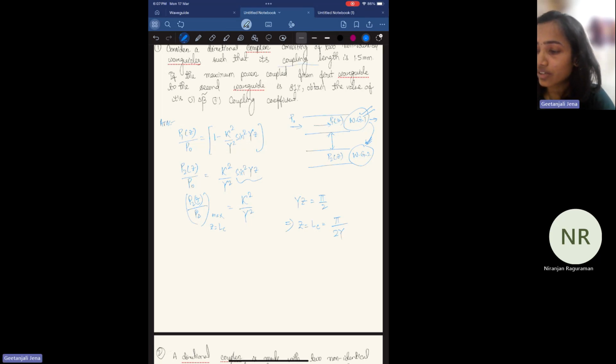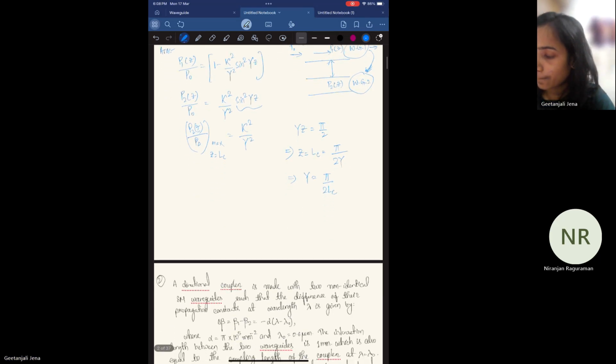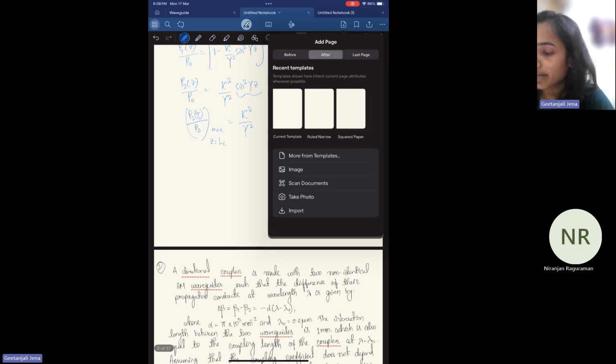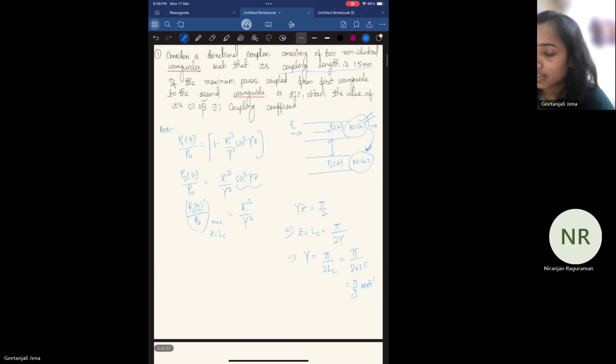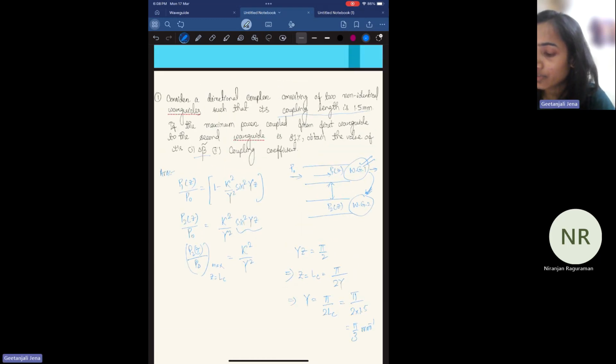In the question, the coupling length is already given as 1.5 mm. That means we can write gamma is pi by 2 Lc, which is pi by 2 times 1.5, so pi by 3 millimeter inverse. This is the value of gamma we have. Let us see what we need to find out: we need to find delta beta and the coupling coefficient.